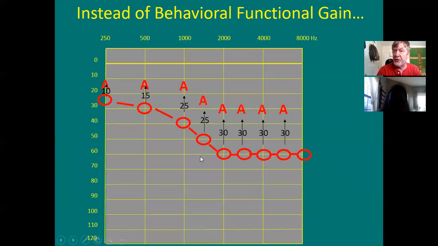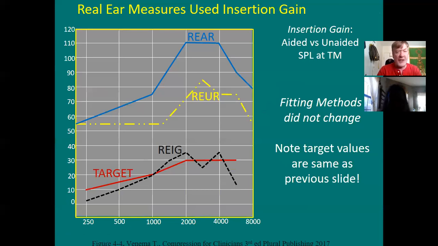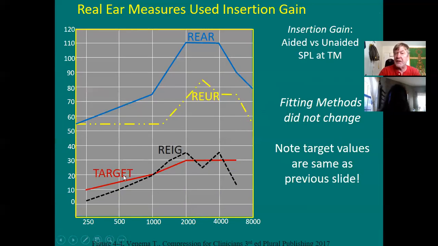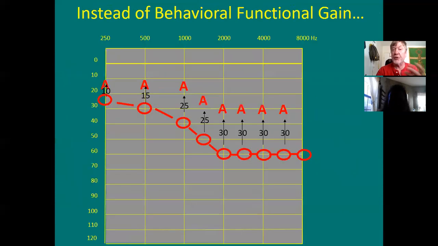This is functional gain. This is insertion gain. Fitting methods didn't change. Targets didn't change. Note I'm saying here too, target values are the same as the previous slide. The A's are exactly where the red line is. Exactly the same. Go ahead and compare after. You'll see. I'm trying to lay the point down that the methods didn't change, just the method of verifying. And that's what you're doing here.